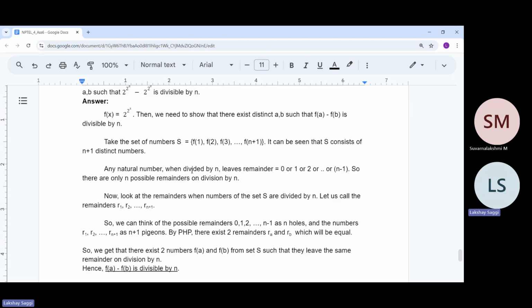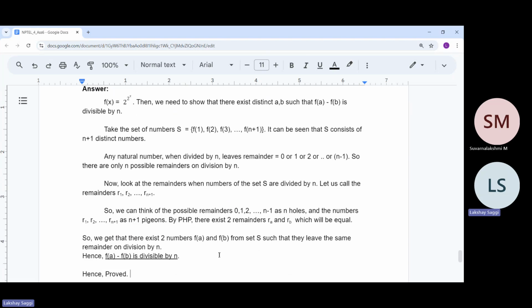Okay, so this was the last question which I had prepared for the day. And I believe we are right on time. The time is exactly 8 p.m. right now. So Suvarna Lakshmi, do you have any doubts? Okay, Suvarna is typing something into chat.